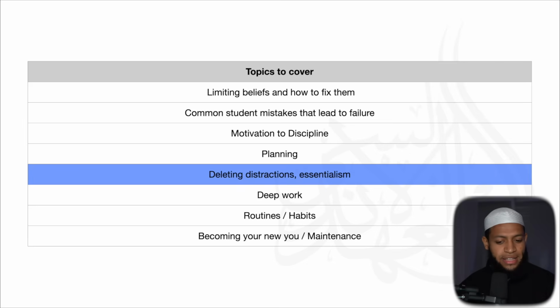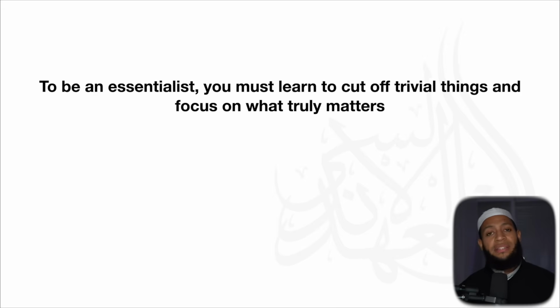In this lesson, we are going to talk about deleting distractions and essentialism, which is one of the lessons that I loved the most, and I loved preparing. So, to be an essentialist, which is what we are trying to accomplish to be more efficient, you must learn to cut off trivial things and focus on what truly matters.